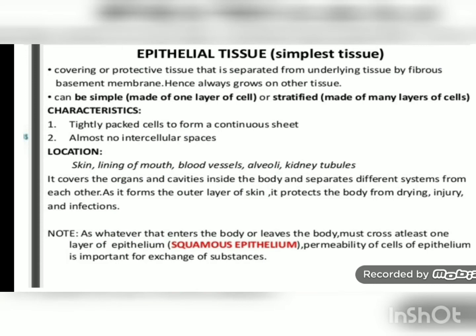Epithelial tissue is a simple tissue and it is a covering or protective tissue that is separated from underlying tissue by fibrous basement membrane, hence always grows on the others.